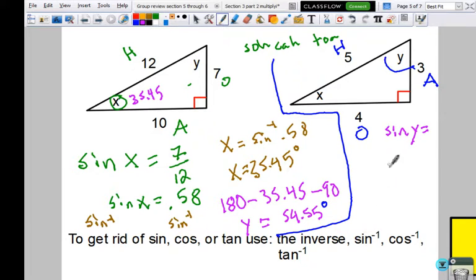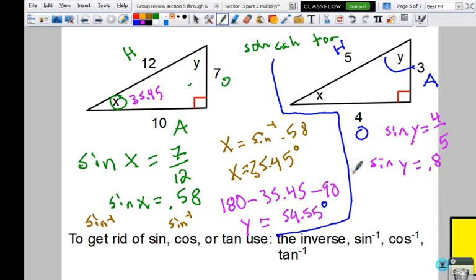Not 4 over 5? Yep. So sine of y equals 4 over 5. So then I just got to keep going. Listen to what I say. Sine of y, 4 over 5, you can plug into Desmos, or it's 0.8.